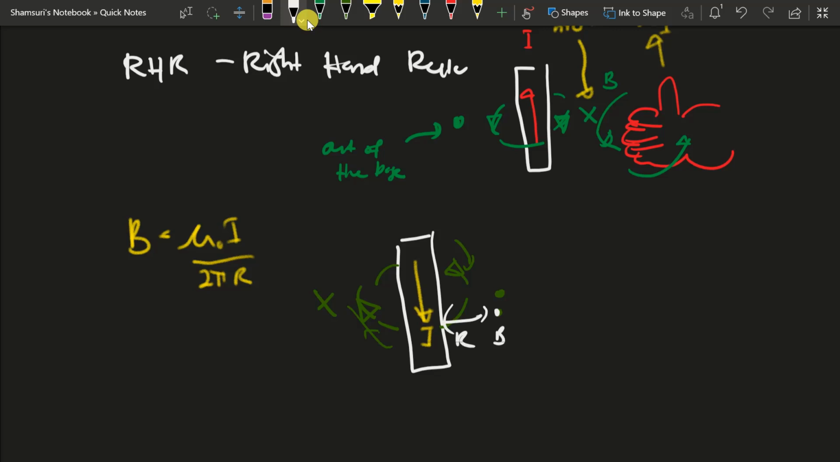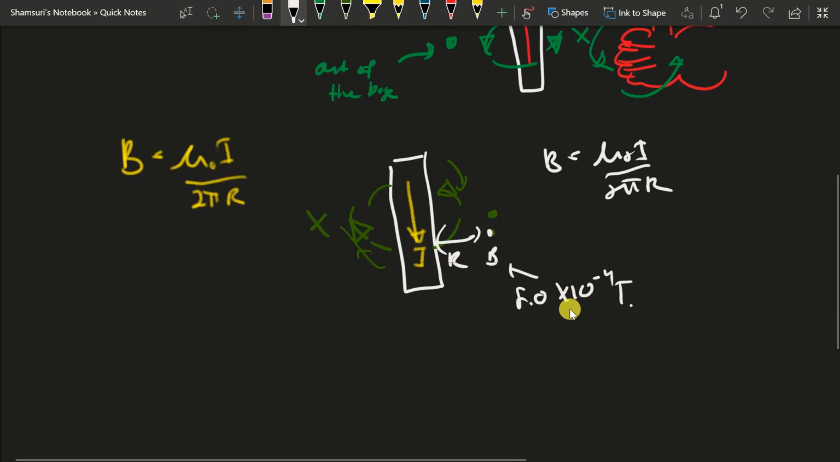For example, in the second question, we have something like 8.10 times 10 so we can use mu naught I over 2 pi R. And mu naught we know is 4 pi times 10 to the power, with 8.0 times 10 to the power of minus 4 Tesla.